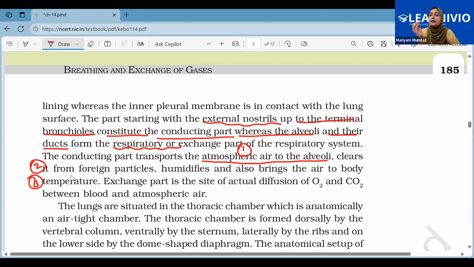But when we talk about the alveolar part, that is where the oxygen will get into the blood and the carbon dioxide will get out of the blood. So the exchange part is the site of actual diffusion of oxygen and carbon dioxide between blood and the atmospheric air. So up until now, is everything clear, students?